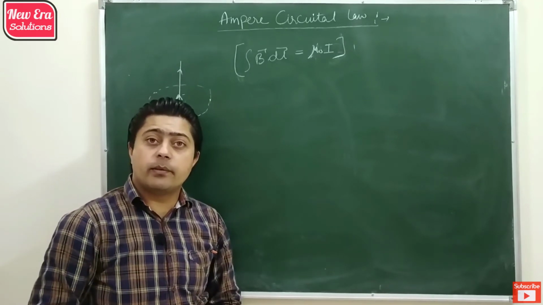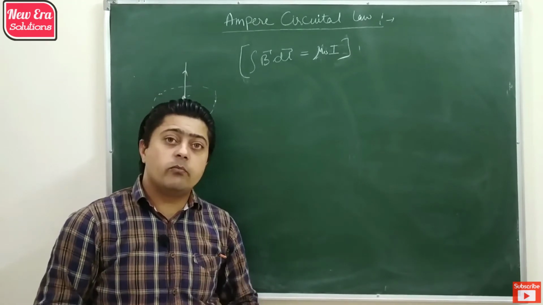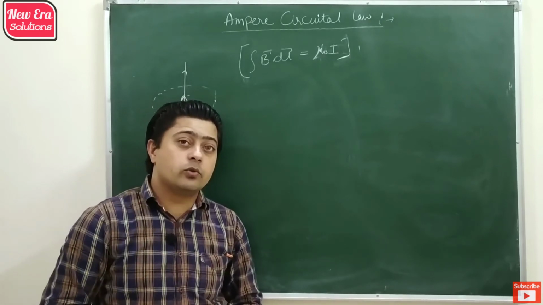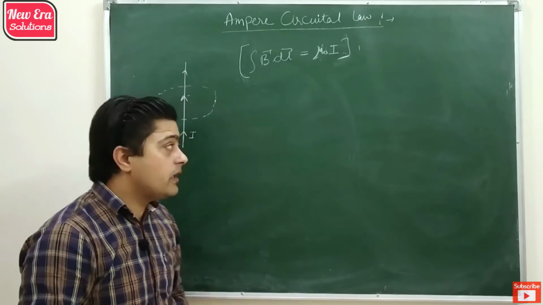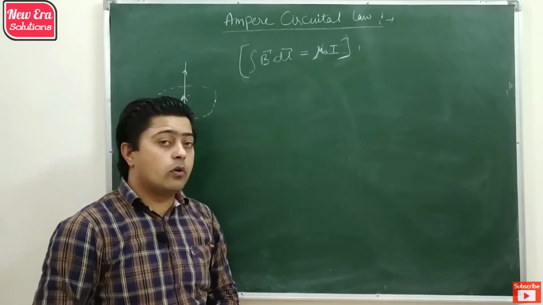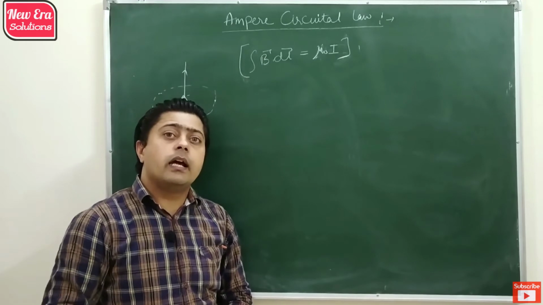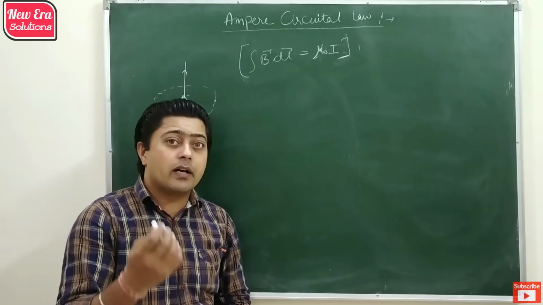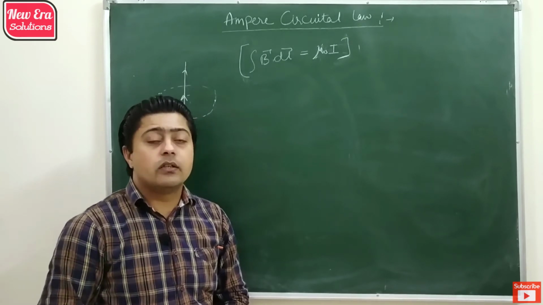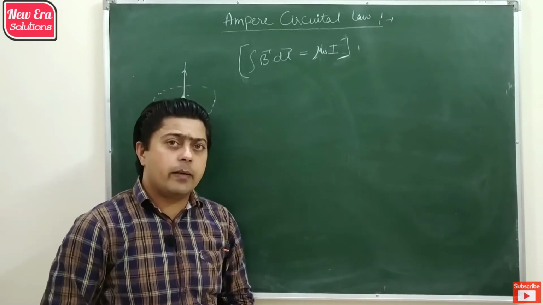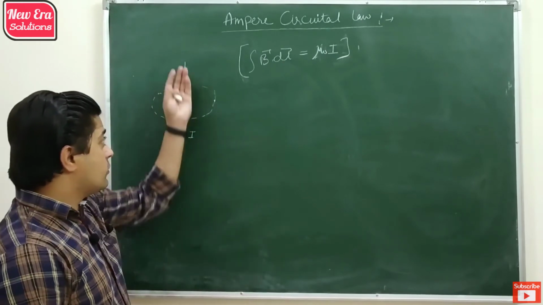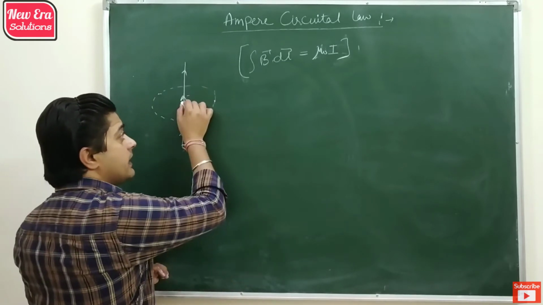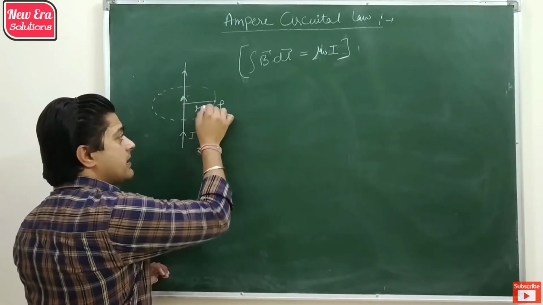One more thing you have to remember: to apply Gauss theorem, we have to assume a Gaussian surface, which is an imaginary surface used to apply Gauss law. Similarly, to apply Ampere's circuital law, we assume an Amperean loop, which is an imaginary loop around the current carrying wire. To illustrate the application of Ampere's circuital law, we assume an infinite wire having a steady current I, and then there is a point P at a distance r.